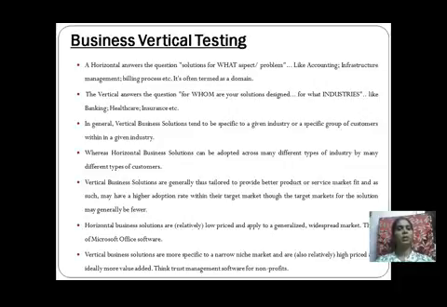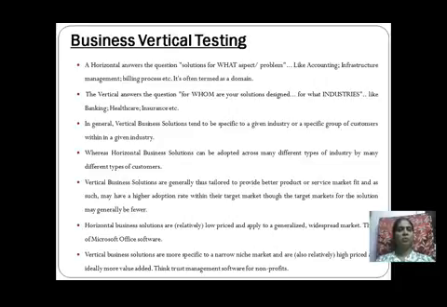Business vertical testing is divided into two different types, that is, the vertical business solutions and the horizontal business solutions. The vertical business solutions are considered for answering questions of the whom type, and the horizontal business solutions are considered for answering the what type. So this is the second different type which we are considering within functional testing.